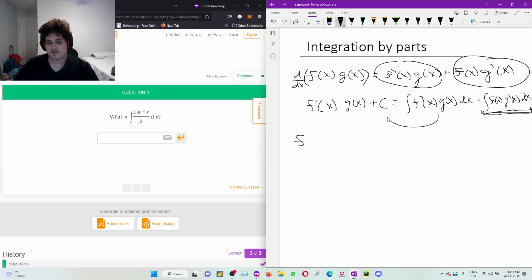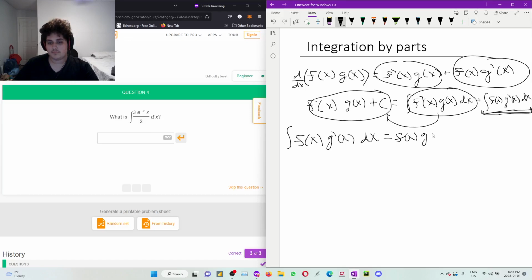Basically I'm going to be moving this over to the side, but I want to have this on the left side, so I'll write it here first. And it's going to be equal to this minus this. Okay, we notice that we have this, right?